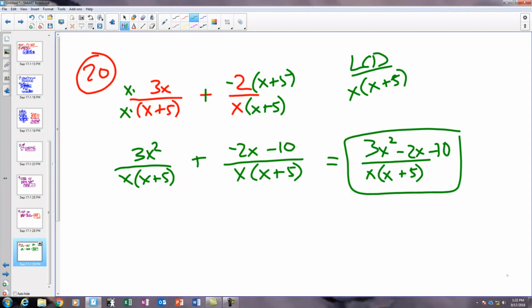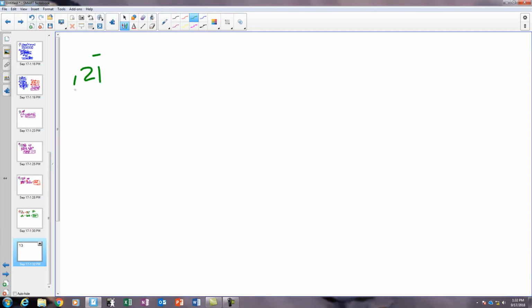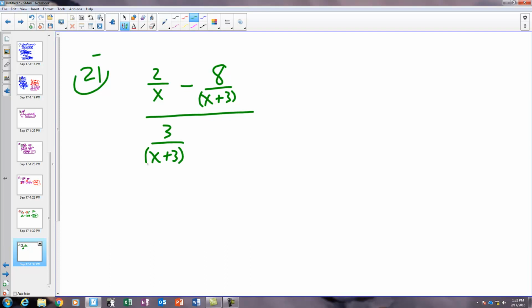Okay, last question. Number 21. We have fractions built inside fractions. 2 over x minus 8 over x plus 3, all over, I'm going to put that in parentheses there, all over 3 over x plus 3 plus 5 over x. And as we go through and try to solve these, what we're looking to do is just find the LCD.